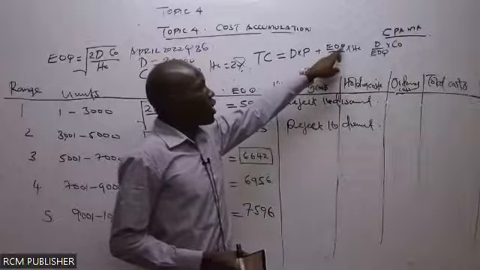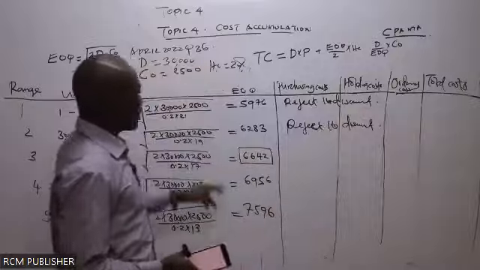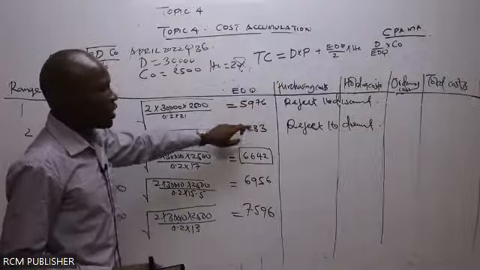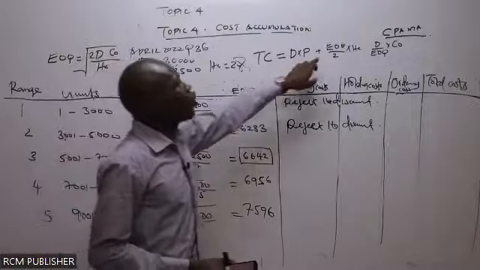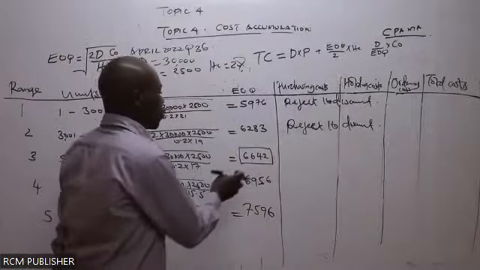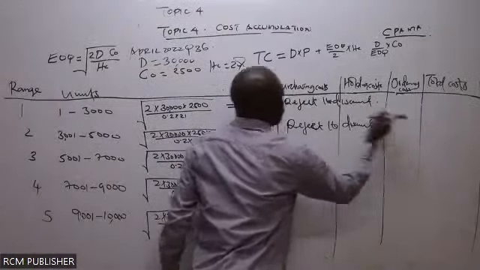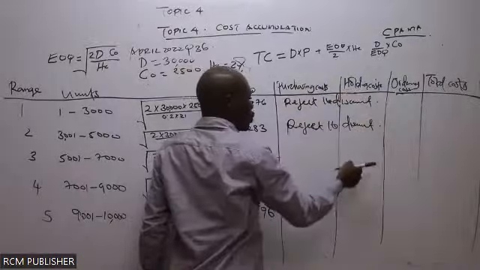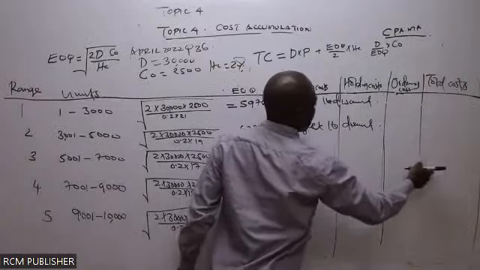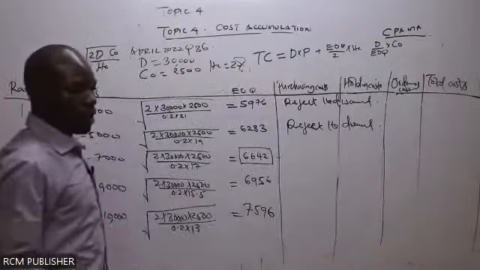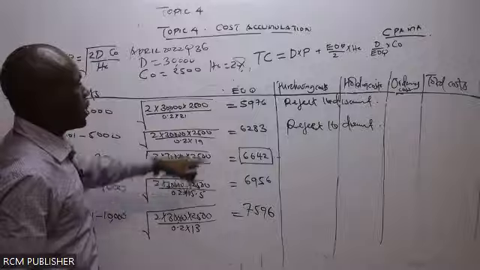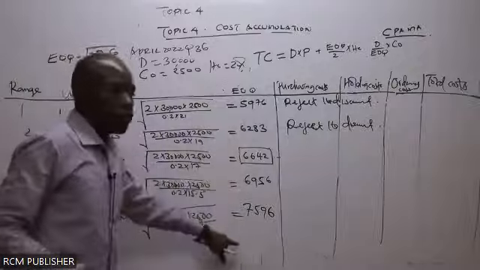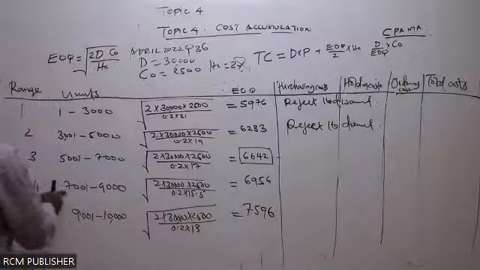So economic order quantity will also change because at this point, we've rejected. We don't even need to calculate. At this point, I'm using this figure 6642 as my economic order quantity. So for me to get total cost for this area, I need to get purchase cost, holding cost, ordering cost, and then get the total. Now, let's first of all identify the economic order quantities that we are going to use here. Let's come to this fourth range.